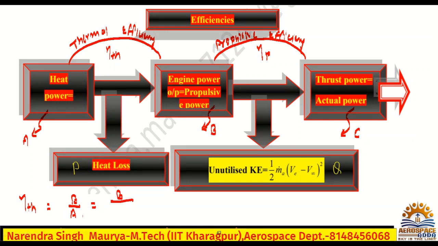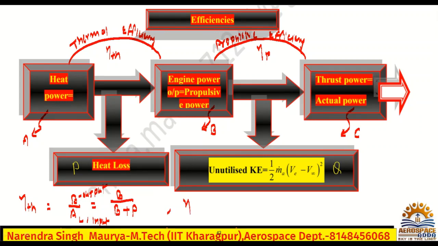Now this also you can write as output, which is nothing but B, divided by input. Input is nothing but output plus loss. What is the output? B, plus what is the loss? P. That also you can write. So for thermal efficiency, I have written B by A, means output by input. Input also you can write output plus loss. So this P is nothing but loss, which is called heat loss.